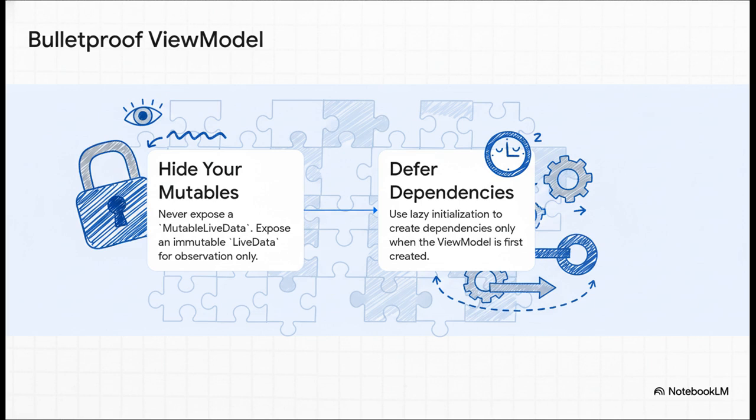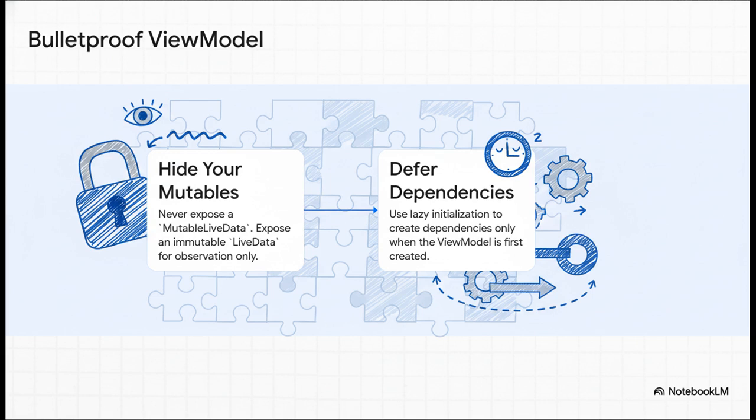First, hide your mutables. The number one rule of ViewModel Club is you do not let the UI change the data directly. That is the ViewModel's job and its job alone. So you keep the mutable live data private and you expose a public, read-only live data for the UI to observe. This creates a clean, predictable, one-way data flow.